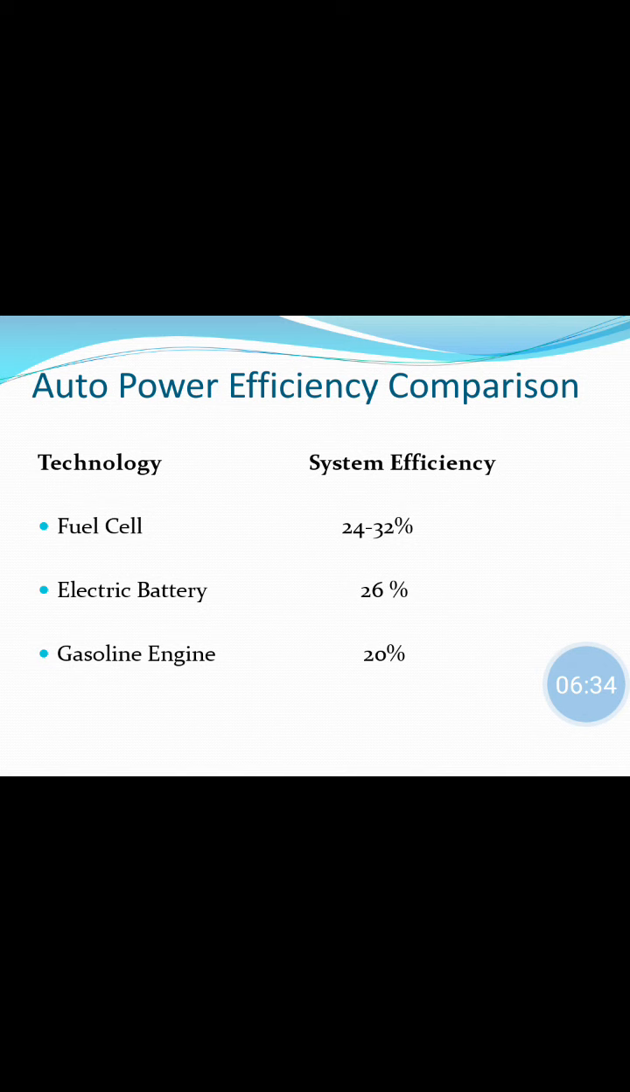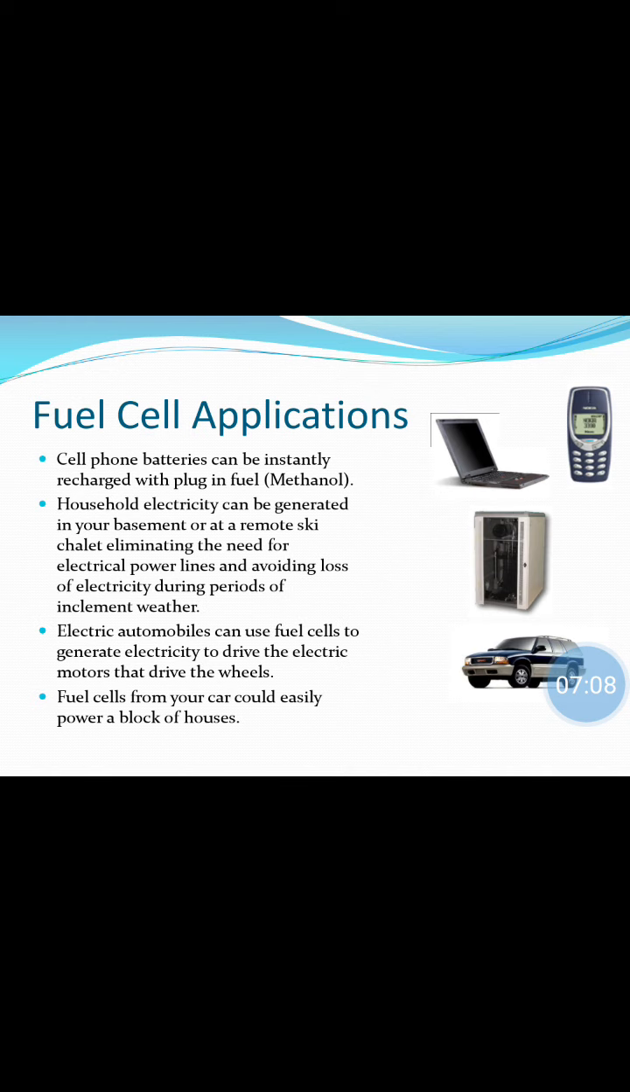Here is a comparison of fuel cell efficiencies with available energy generators. The electric battery has 26% efficiency. The gasoline engine has very little, 20% efficiency, compared to the fuel cell, which has about 24 to 32% efficiency. And this is not the highest efficiency it can gain. It can be enhanced by more research in this field.